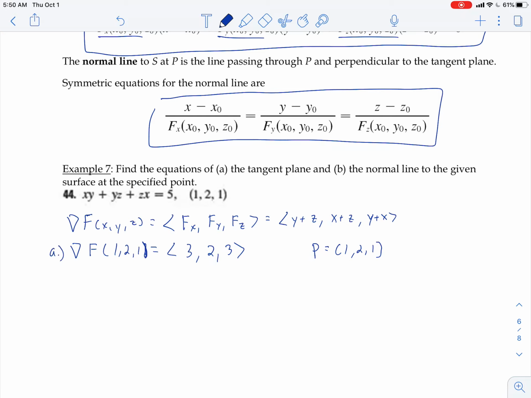So this is part A. The equation of the tangent plane is going to be 3 times x minus 1 plus 2 times y minus 2 plus 3 times z minus 1, and that's equal to 0. And again, we could solve for that if you'd like. So if we solve, we get 3x plus 2y plus 3z equals 10.